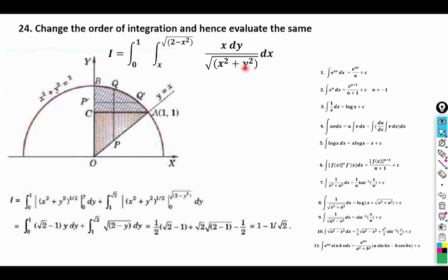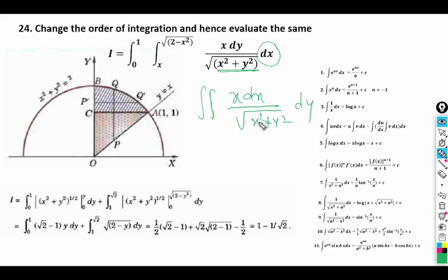So when we take a horizontal strip, the integration is with respect to x. Which method should we use? That is again an important thing. To integrate this with respect to x, after changing the order the integral becomes like this: double integral, without thinking about the limits. Yes, R1 and R2 have different limits, but we have x dx upon root of x squared plus y squared dy. That we have to do after changing the order.